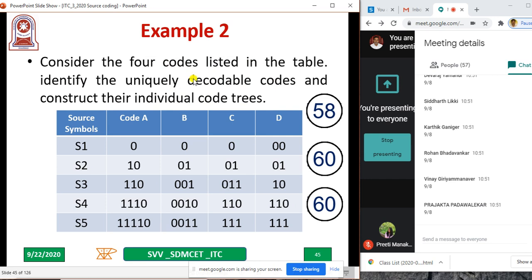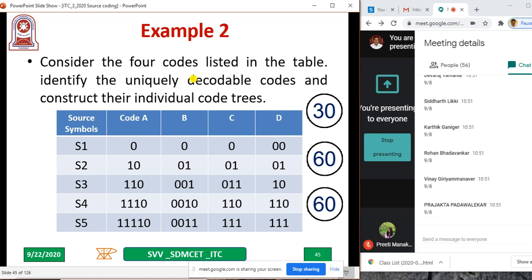Consider the 5 codes listed in the table. Identify the uniquely decodable codes and construct their individual code tree.